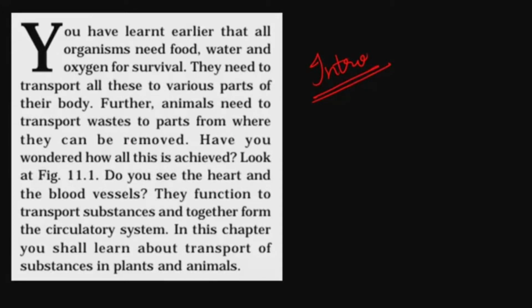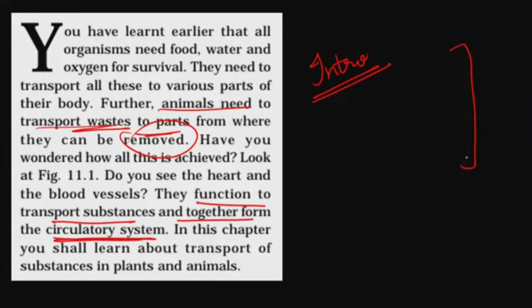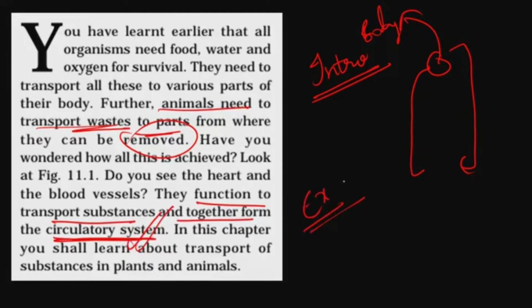Some important points are: animals need to transport wastes to parts from where they can be removed, as well as the function to transport substances together from the circulatory system. So we transport certain substances and also collect those substances so that they can be thrown out of our body because they are toxic for our body, and transport the necessary nutrients so that we perform our vital functions every day. This is carried through our circulatory system, and the process of excretion is done by our excretory system, and we're going to learn about all those in this video and in this lesson.